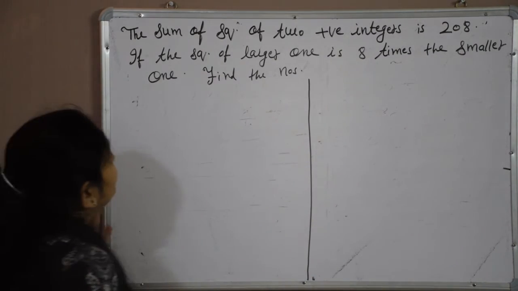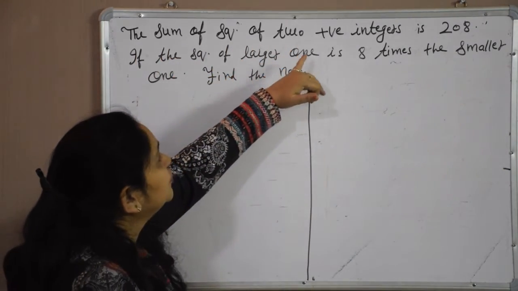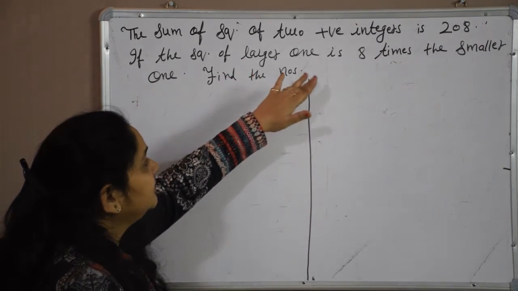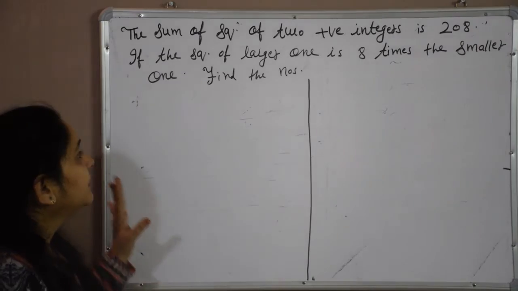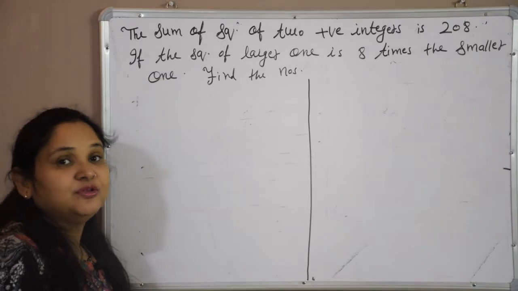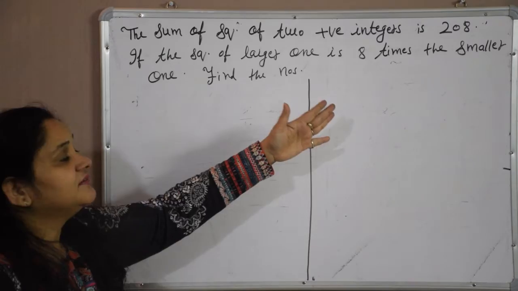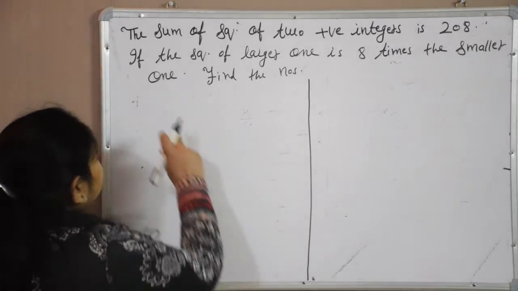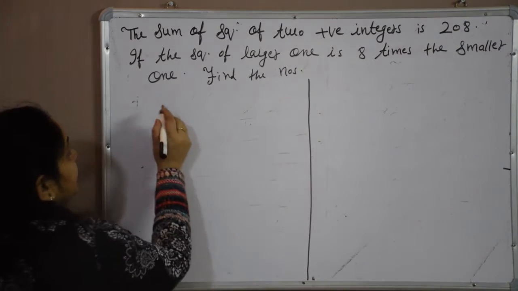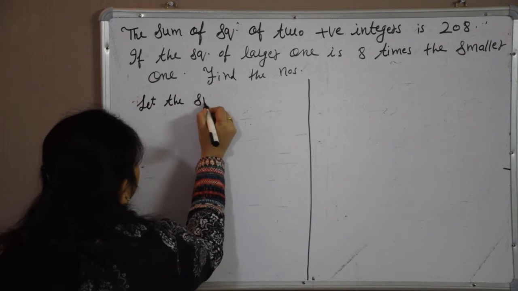Here we need to find, see the question carefully first. The sum of square of two positive integers is 208. If the square of larger one is 8 times the smaller one, so the larger number depends on the smaller one, therefore we need to suppose the smaller one. If we suppose the larger one, we can't find the smaller one easily. So, therefore we need to suppose the smaller one.